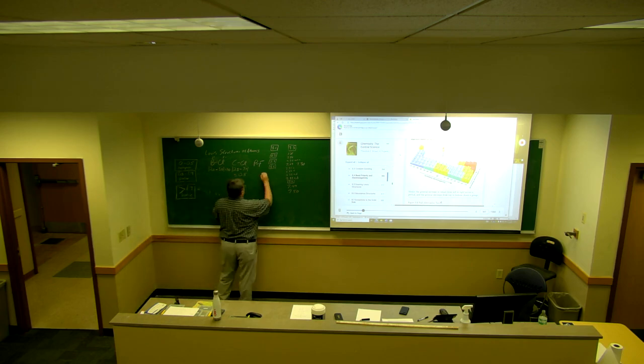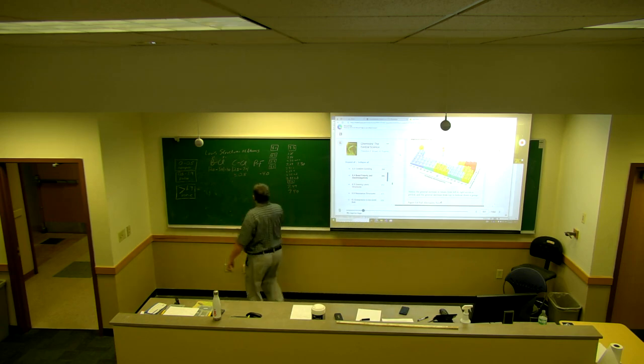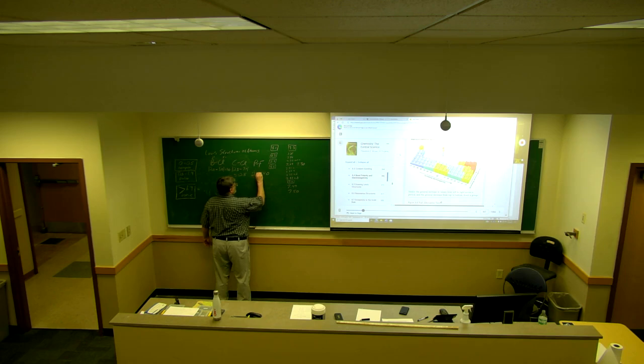P to F. F is 4.0. Phosphorus is 2.1. So what is that? Is that 1.9? So that's, I'd say, very polar.